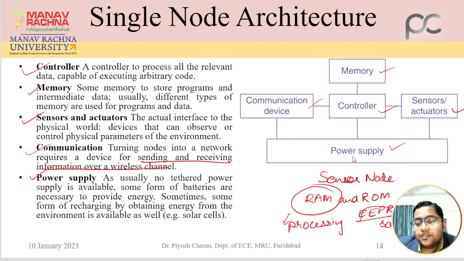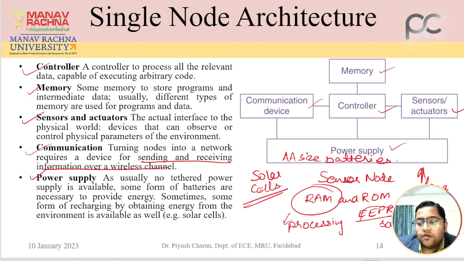Example, solar cell. So this power supply can be either double A size batteries, or we can have other energy scavenging techniques like using solar cells for charging the batteries, which increases the longevity of the nodes in the network.